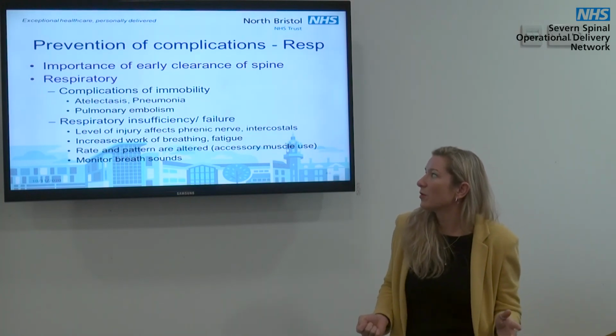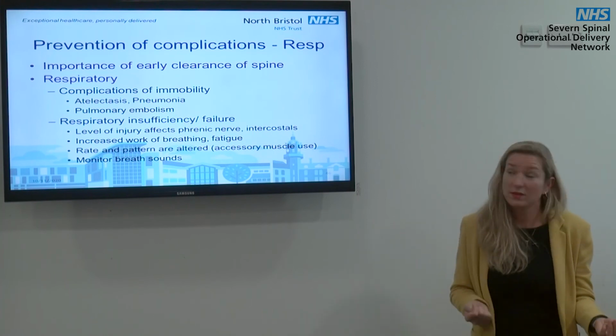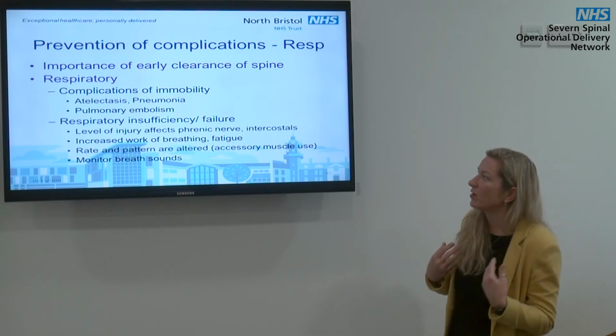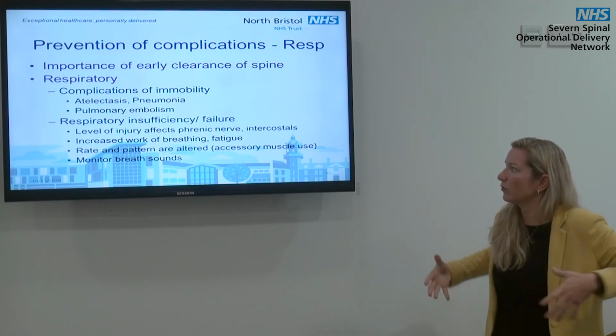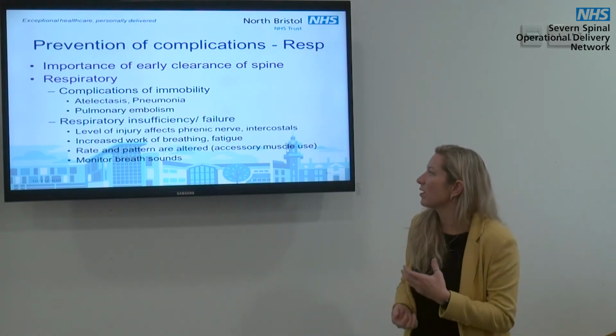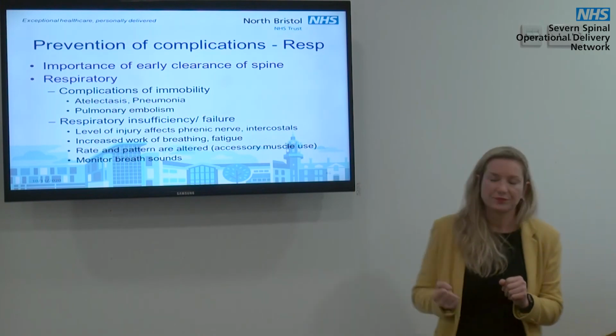Keep an eye on respiratory complications, so the complications of immobility: atelectasis, pneumonias and PEs. Respiratory problems, if you've got a spinal cord injury, can affect the phrenic nerve and intercostals, so they can't actually take a deep breath in, which increases work of breathing and alters the ability to monitor your rate and pattern of breathing.